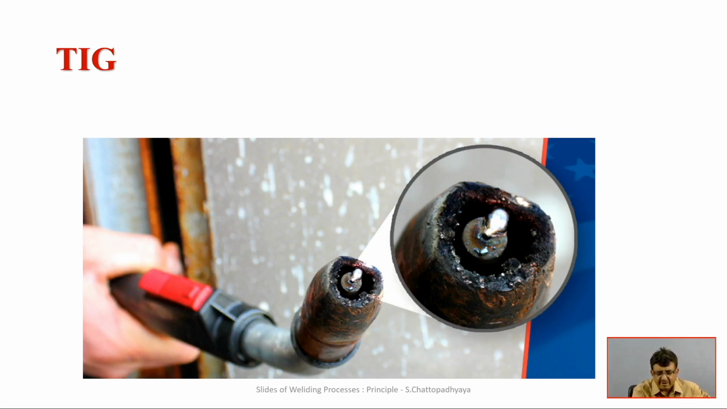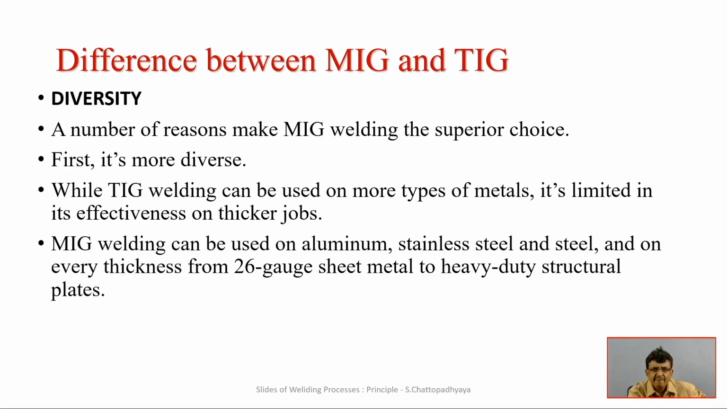People are very fond of knowing the difference between TIG and MIG, and it is a very popular question asked in various examinations, such as GATE and the Indian Engineering Services examinations. It's very popular, so we will discuss that. In terms of diversity, MIG welding is the superior choice for big constructions, different girders and non-standardized angles and channels. While TIG welding can be used for more types of metals, its effectiveness is limited on thicker jobs.